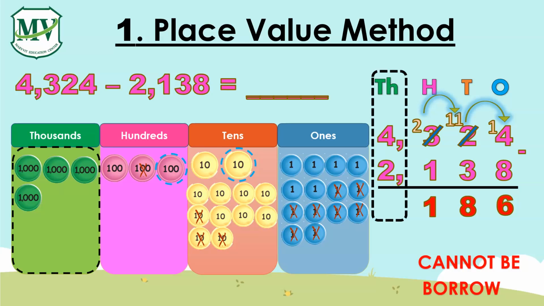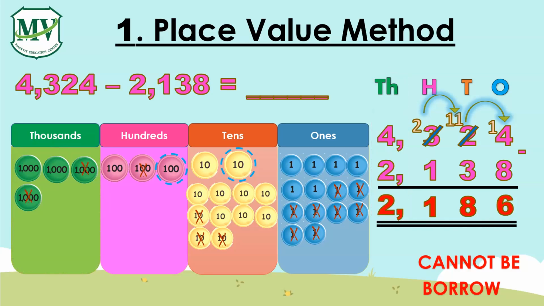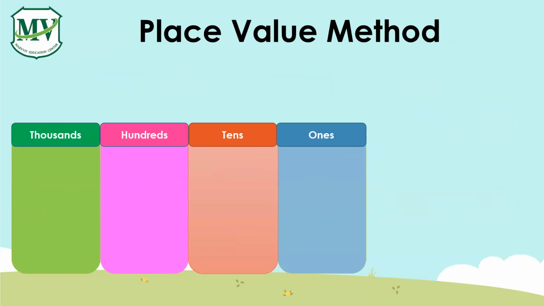Step 4, the last step. Subtract the thousands place. 4 thousands minus 2 thousands is equal to 2 thousands. That means 4,324 minus 2,138 is equal to 2,186.